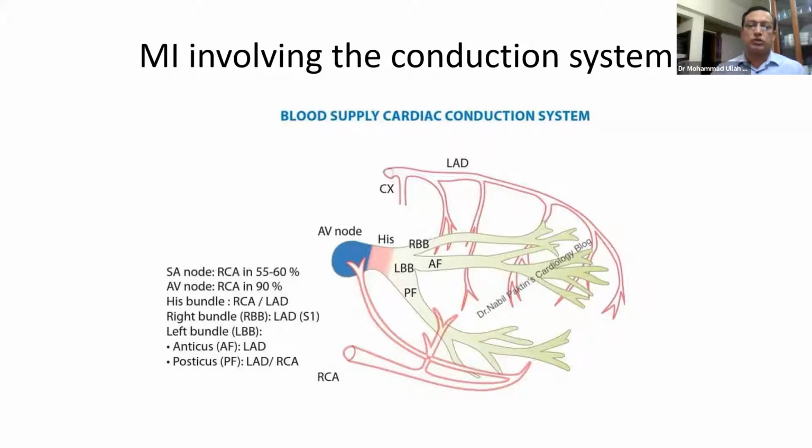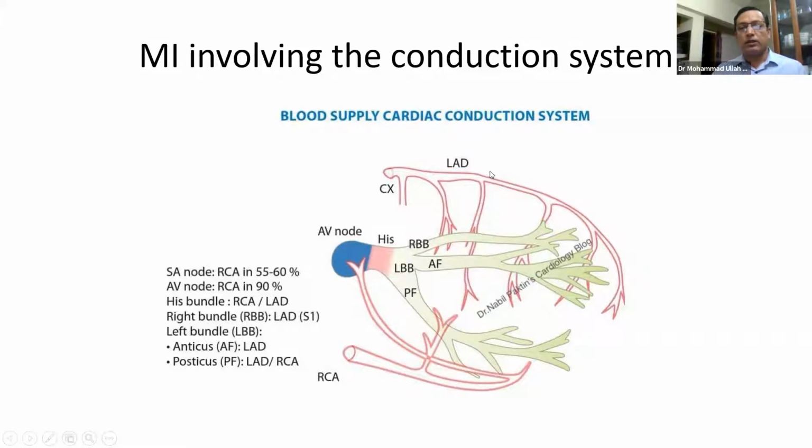You can look at the conduction system also. We know very well that the SA node is mainly supplied by the right coronary artery. The AV node is supplied mostly by the right coronary artery in 90% of cases. The His bundle is supplied by both the right coronary artery and the LAD.